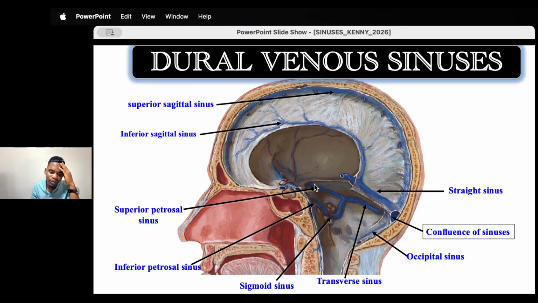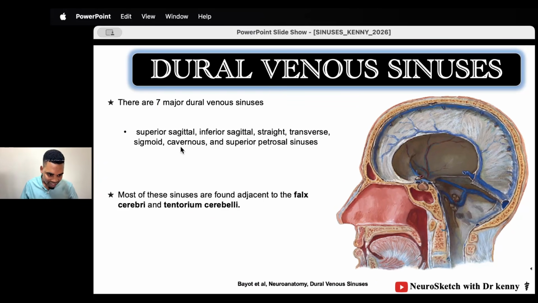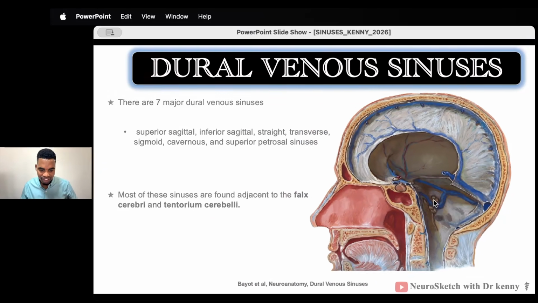We have two sinuses that are called the petrosal sinuses: superior petrosal and inferior petrosal. The superior petrosal is running in the superior petrosal groove, and the inferior petrosal is also running in the inferior petrosal groove. We've also seen the cavernous sinus, but you cannot see the cavernous sinus from this picture.